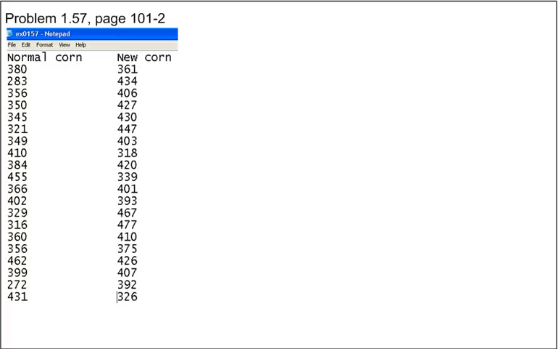And what I want to do now is go through problem 1.57. It's on pages 101 and 102 in your book. And this sort of incorporates all the things that we've done in Chapter 1. So you've got two types of corn. You can read the problem yourself. And the first thing they ask you to do is compute 5-number summaries.